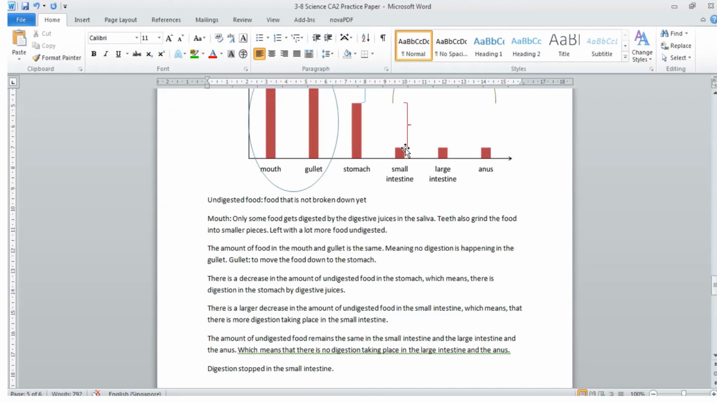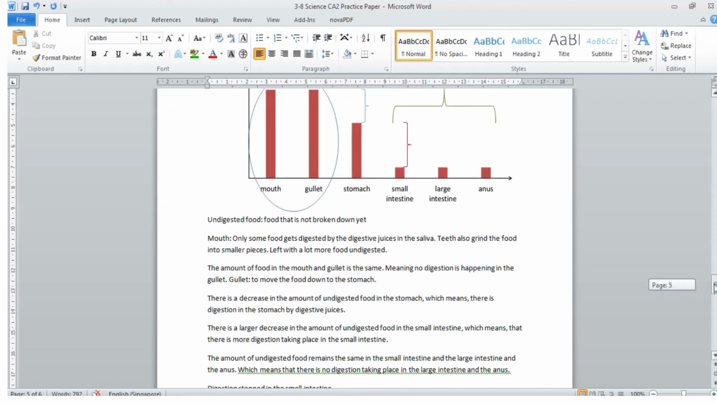Are we all okay? So, now if the question asks, based on the table above, how do you know that there is no digestion taking place in the large intestine? Because the amount of undigested food in the small intestine is the same as the amount of undigested food in the large intestine. That means there is no digestion taking place. Okay?